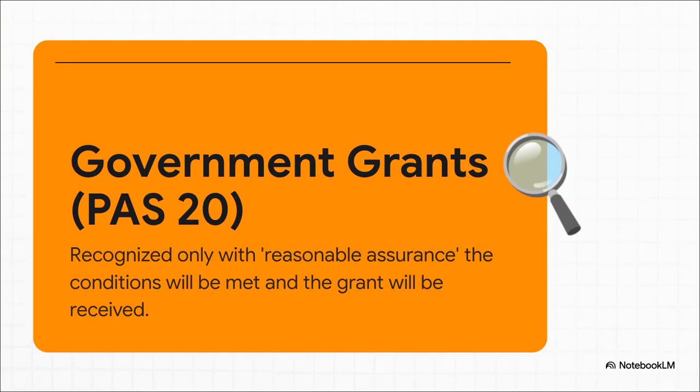PAS 20 is all about government grants. And here's the exam trick. You don't record the grant when the money shows up in your bank account. Nope. You record it when you have reasonable assurance, which basically means you're pretty darn confident that you'll meet all the conditions and actually get the funds. So think about it this way. You book the promise, not just the payment.